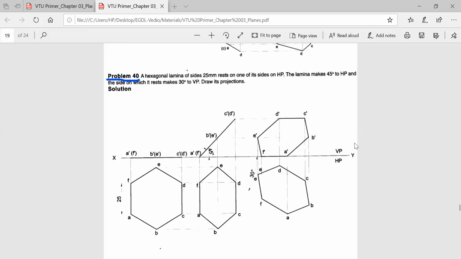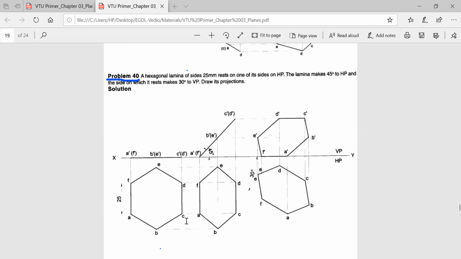Jayant, you please check what's the problem at your end. You will construct the hexagonal lamina here by taking interior angle of 120 degrees, measure 25 mm side. So you will complete the top view, which is the true shape of it.